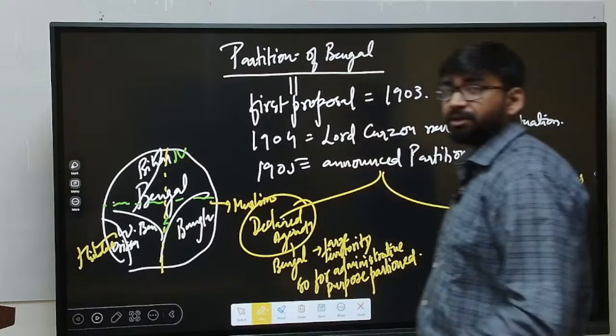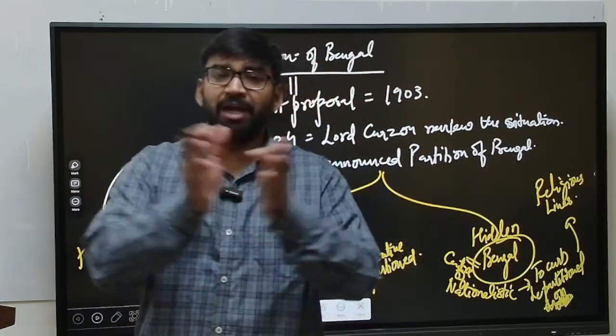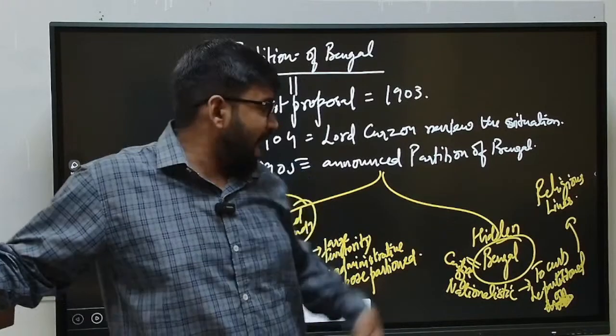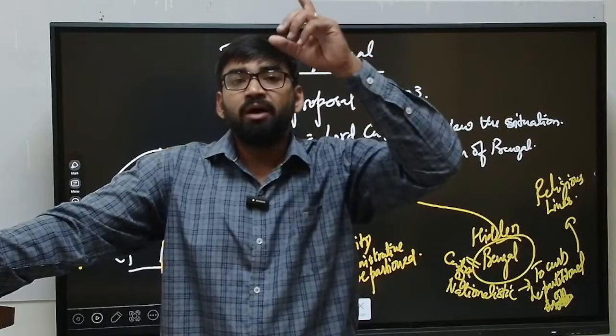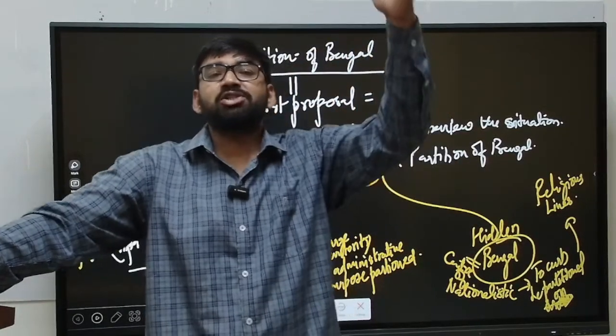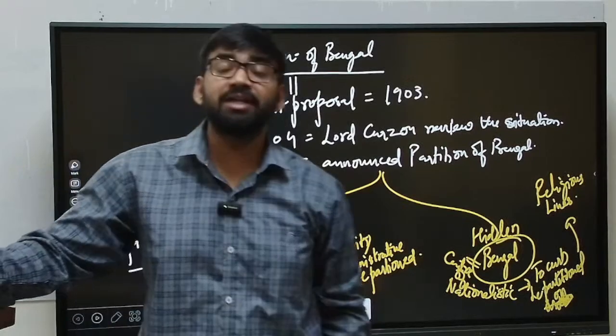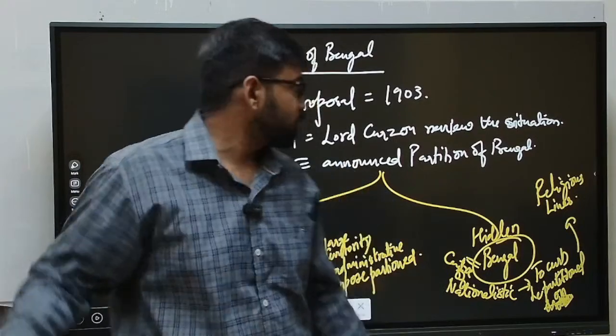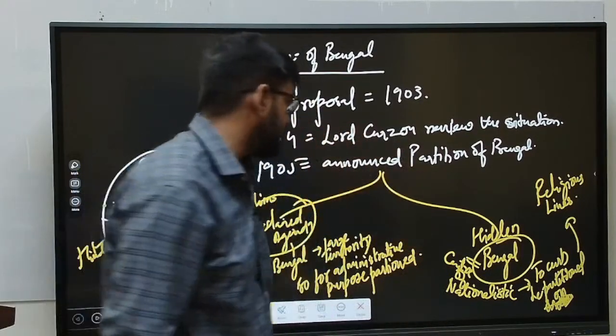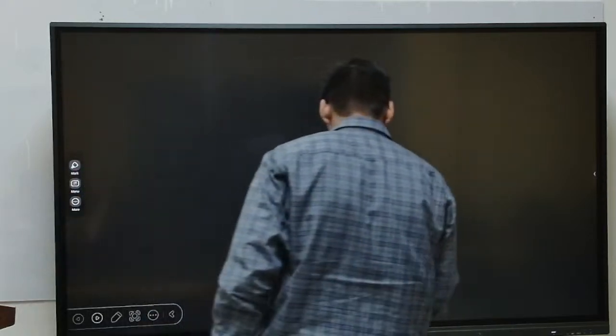He tried to break Hindu-Muslim unity. And because of this policy, this resulted in the birth of the first national movement in India, that is the Swadeshi movement. Getting my point? So these policies resulted in a national movement in India. Clear? How to write the answer? To write in the mains examination, your concept should be clear.